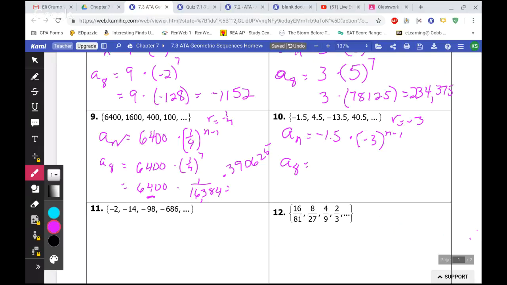And then the 8th term is -1.5 times -3 raised to the 7th power. And so I know I'm going to have a negative answer because that's an odd exponent. So -2187. So it's going to be 3,000. I got a negative number times a negative number, so that's going to give me a positive 3,280.5.